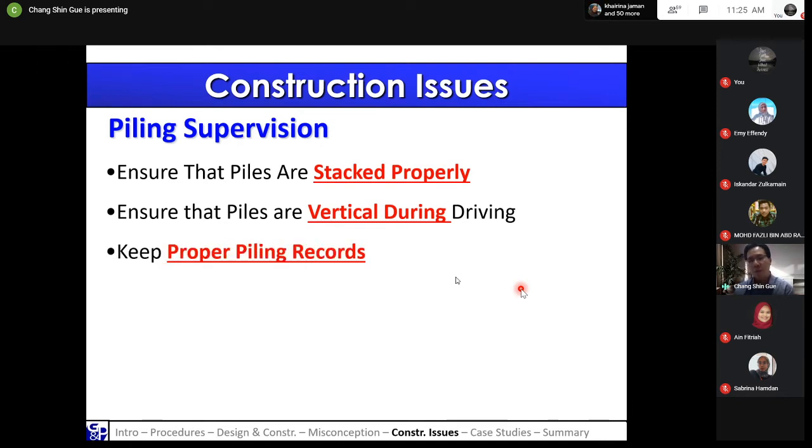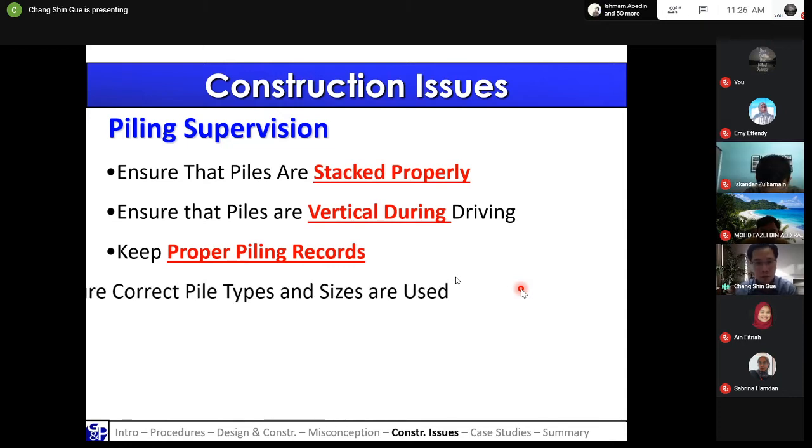This is important because whenever you have problems, you may then be able to check back on the piles, what has been done for that particular pile, and then try to figure out what the issue is. Without proper piling records, you may not be able to figure out what's wrong and how to solve the problems. So proper piling records are important.